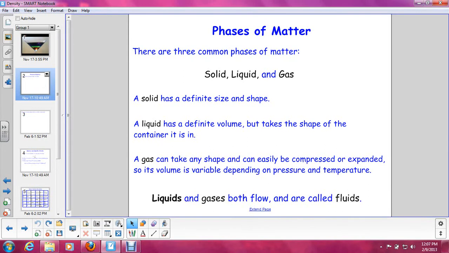It turns out that liquids and gases both flow, so they belong in a category called fluids. And that's what we're going to be talking about.